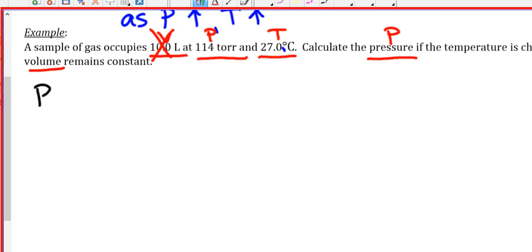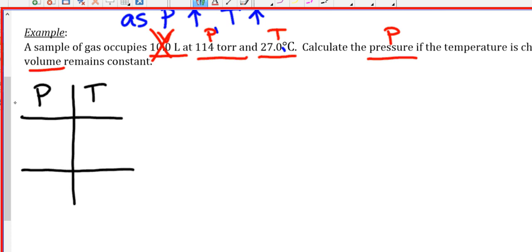So our variables are pressure and temperature, so I'm going to make my little chart. My initial pressure is 114 torr. And the temperature at that point is 27 degrees Celsius. Remember, we have to change this to Kelvin, so plus 273 gives us 300 Kelvin. We're going to keep that 3 sig dig, so I'm going to put the decimal there. And then calculate the pressure, so that's our unknown, if the temperature changes to 127. Again, plus 273, that gives me 400 Kelvin.